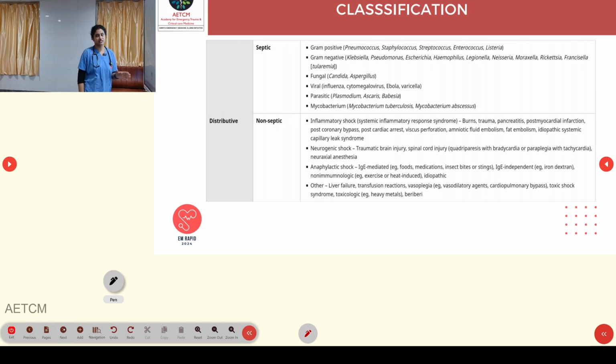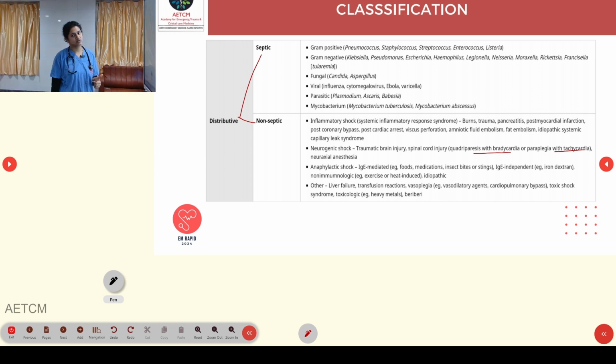Coming to the classification, distributive shock is classified as septic and non-septic. Septic is mainly due to gram positive, gram negative, fungal, viral, parasitic, mycobacterial infections. Non-septic will be inflammatory shock like burns, trauma, pancreatitis, and neurogenic shock like traumatic brain injury and spinal cord injury. There will be quadriparesis with bradycardia or paraplegia with tachycardia. That is the main highlight in neurogenic shock.